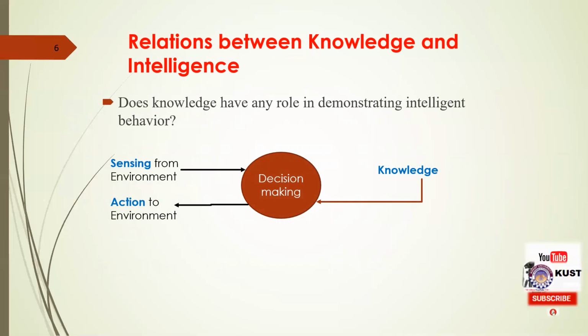So what is the relation between knowledge and intelligence? Knowledge of the real world plays a vital role in intelligence, and the same goes for creating artificial intelligence. Knowledge plays an important role in demonstrating intelligent behavior in artificial intelligence agents.